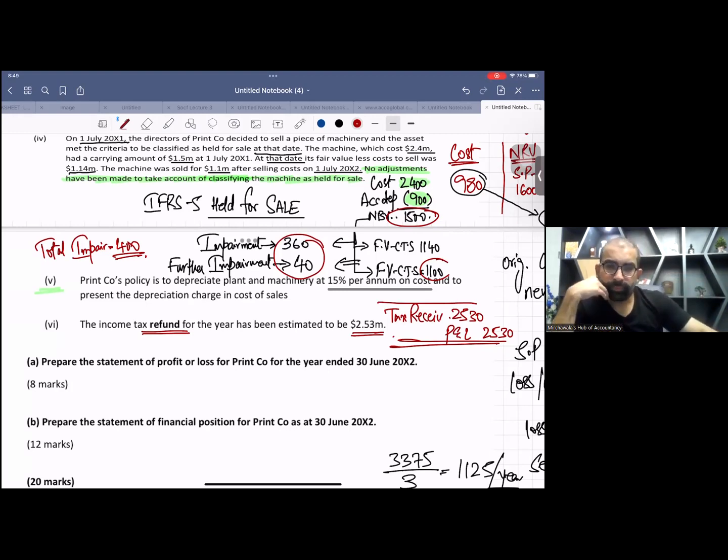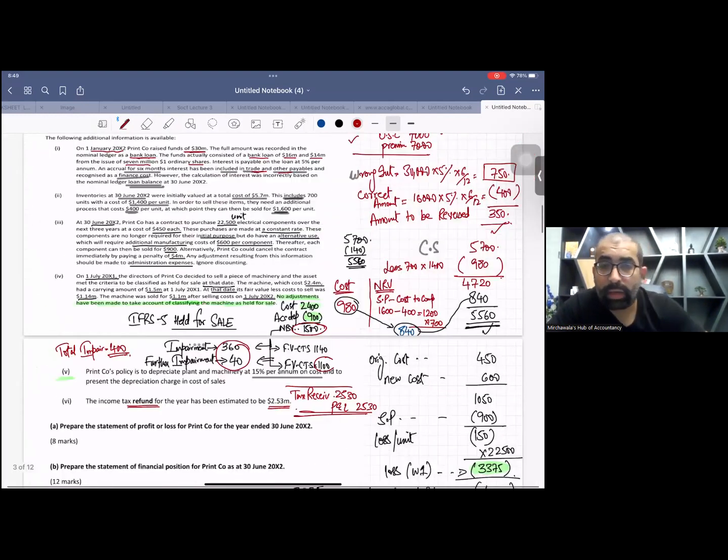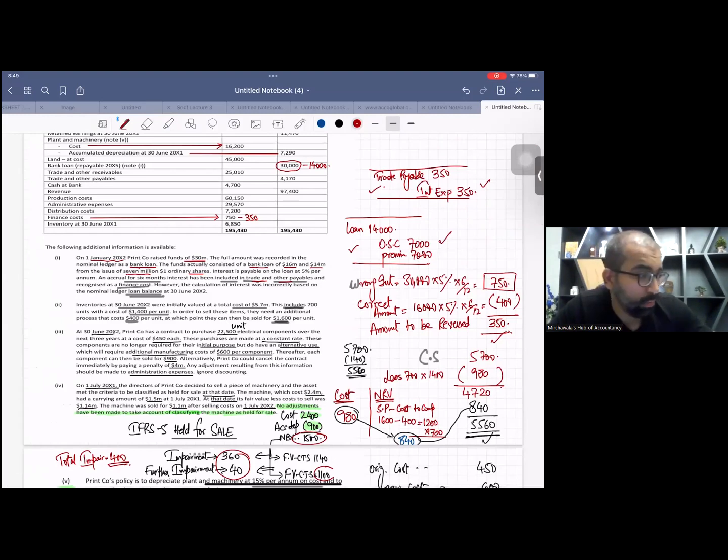So now I have discussed all the adjustments of this question. Now we have almost invested 50 minutes, please. So now don't stop me when I start typing. Now I'll make the income statement. And I want some active response from you guys, right?